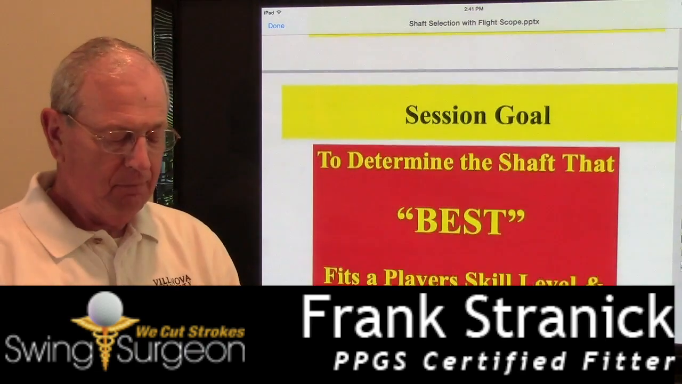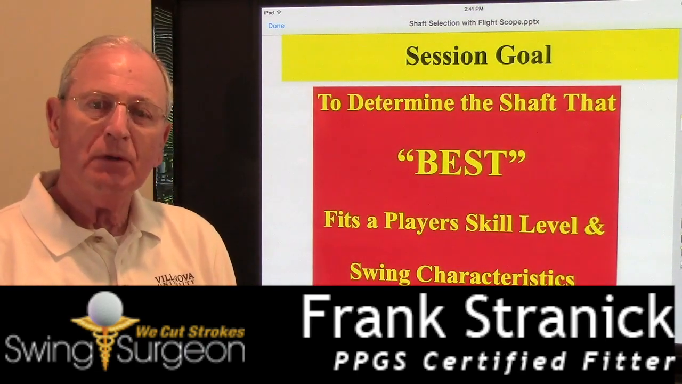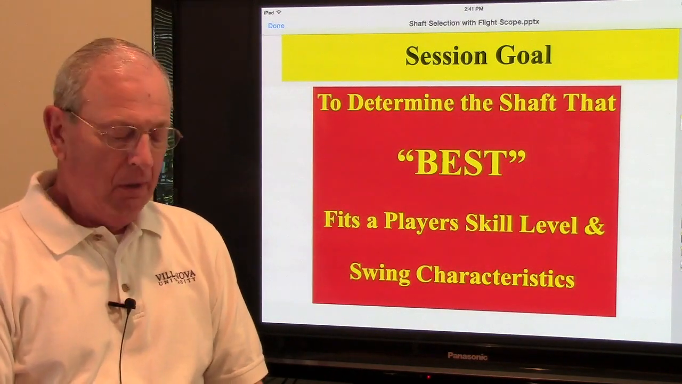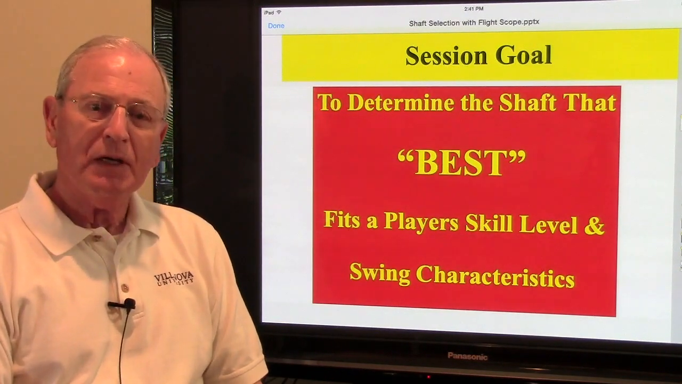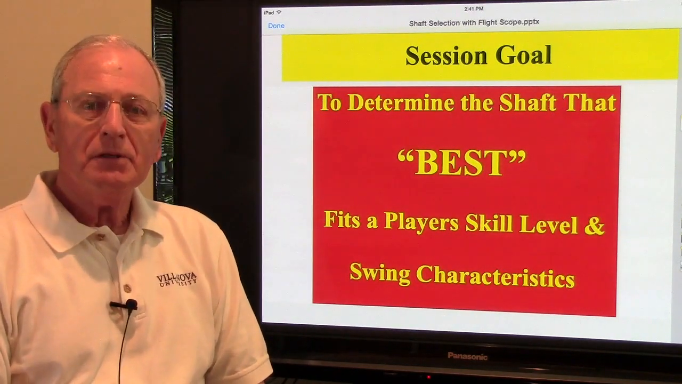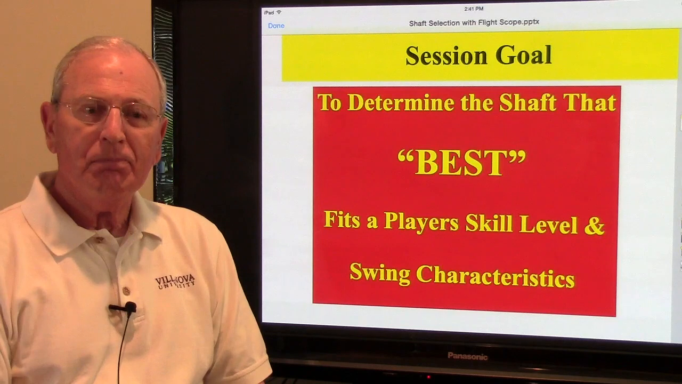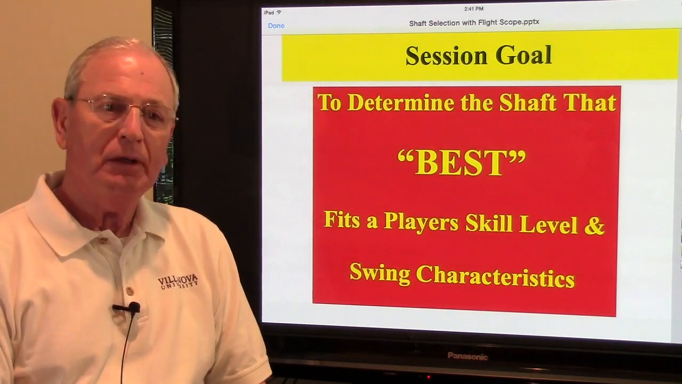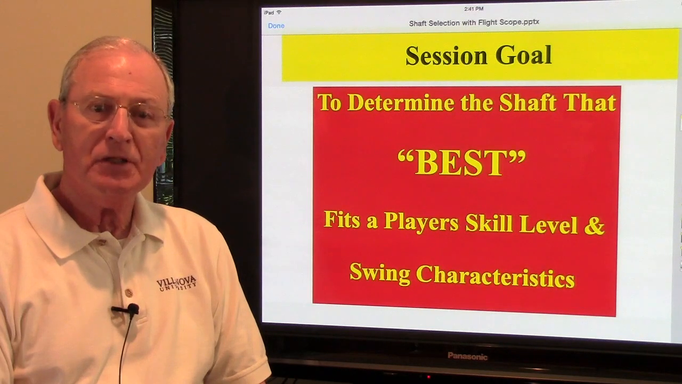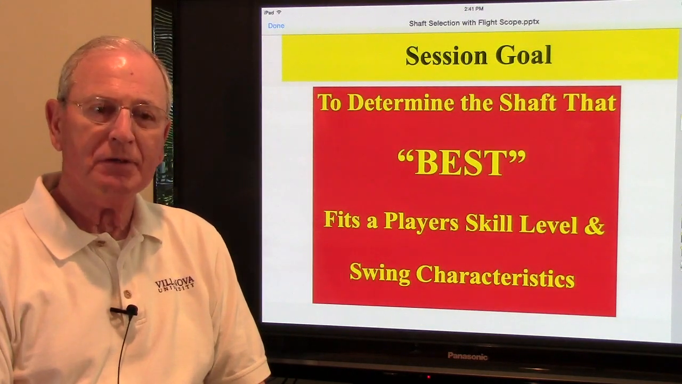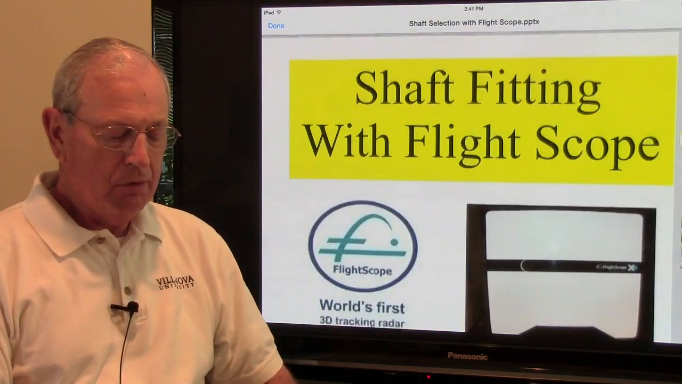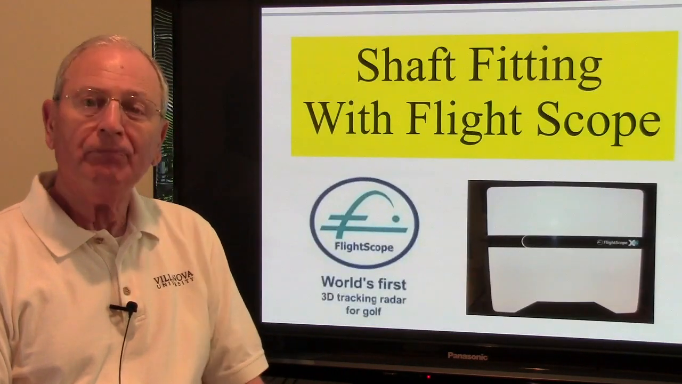More specifically, how do we determine the shaft that best fits the individual player's skill level and swing characteristics? To do this, I did some testing with a PGA teaching professional, and we tested 8 different shafts to find the best shaft that fit his swing characteristics. And in conjunction with that, we used the FlightScope system.